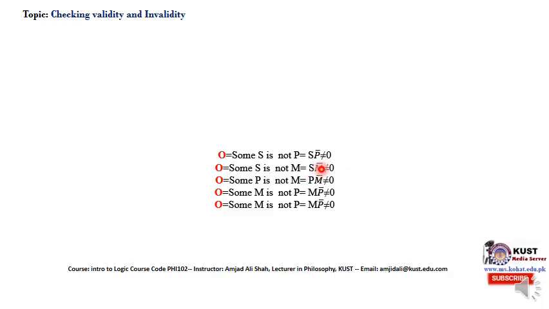Though I have already discussed it in the previous slides in different diagrams. If we say some P is not M, PM bar is not equal to 0. So we will again put a bar on the second one, because it's a combination of two classes, P and M. Some M is not P, MP bar is not equal to 0.